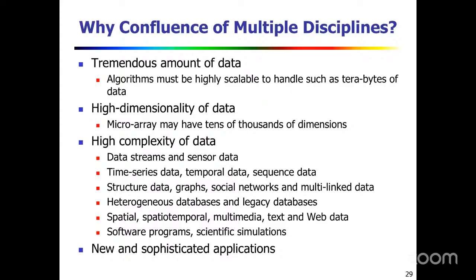Just look at this, different types of data from different areas. Structured data, graphs, social networks, multi-link data, heterogeneous databases, legacy databases, spatial databases, spatio-temporal, multimedia, text, web data, software programs, scientific simulations, all these areas. Everywhere the data is available, everywhere the transactions are recorded. The next question is what to do with that data, how that data can be useful, in what way we can use the data.